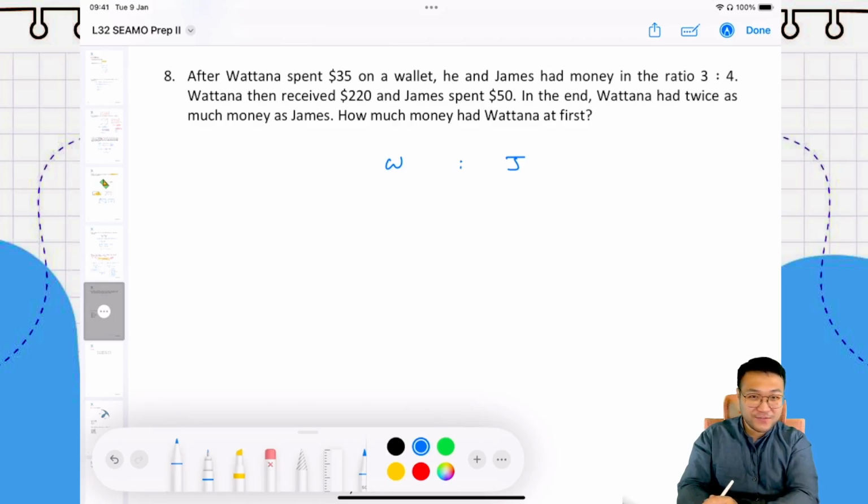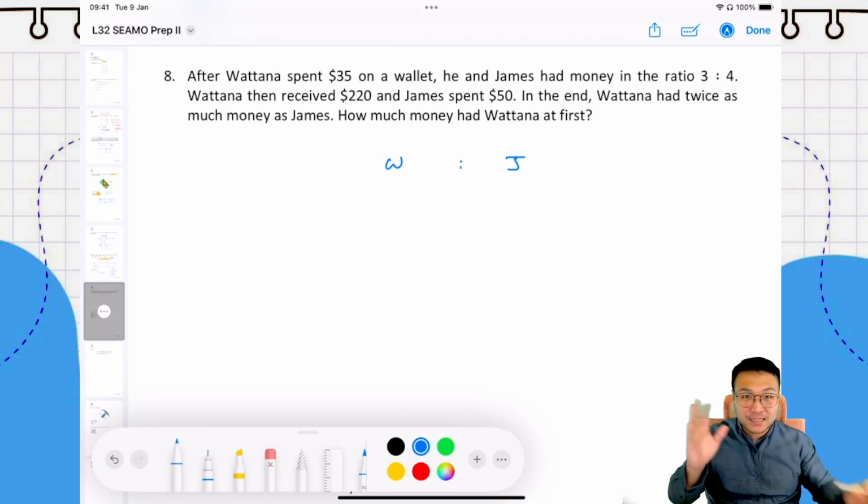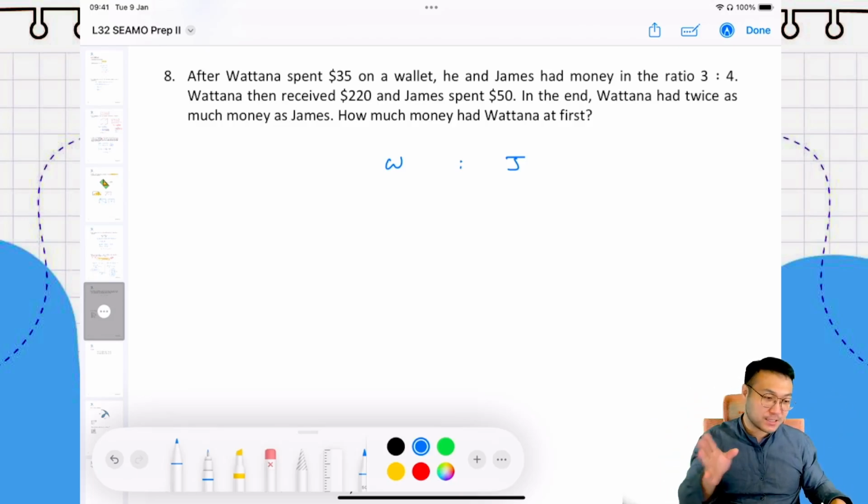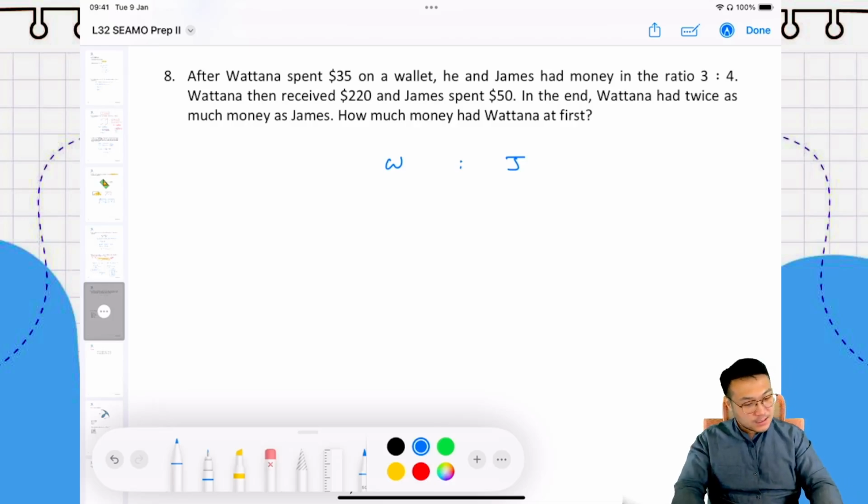It is called everything changed. So nothing stays the same. Everything changed. There's no constant parts, there's no constant difference, there's no constant total, okay? So let's start by writing 3 units for Watana and 4 units for James.